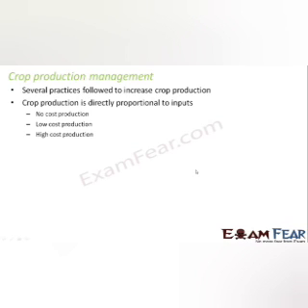Now there can be three categories of production. One is no cost production. That means the farmer doesn't spend much money for the production. Another one is low cost production, where some amount of money is spent. And the last one is high cost production. Depending upon the farmer's purchasing capacity or financial condition, he has to decide whether he wants to go for no cost production, low cost production or high cost production.